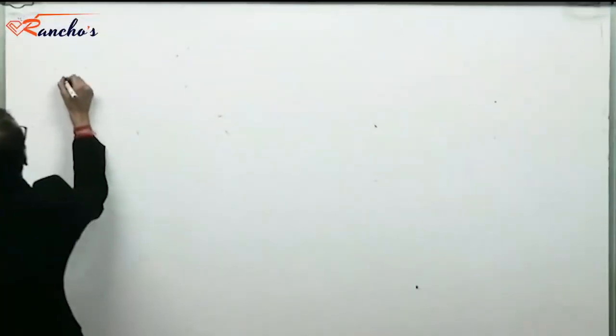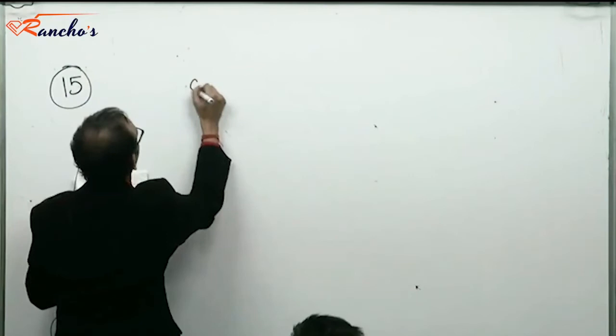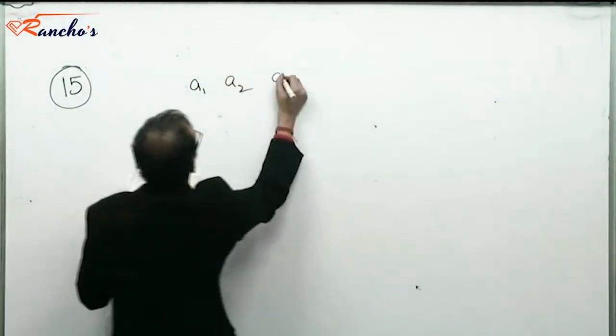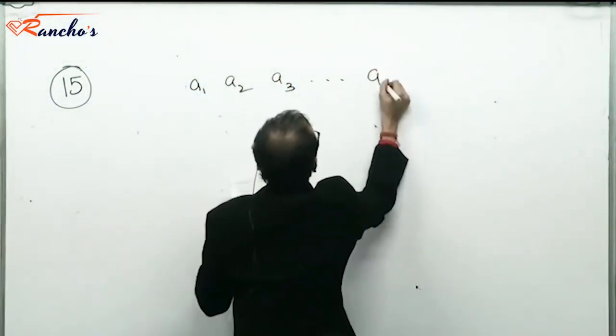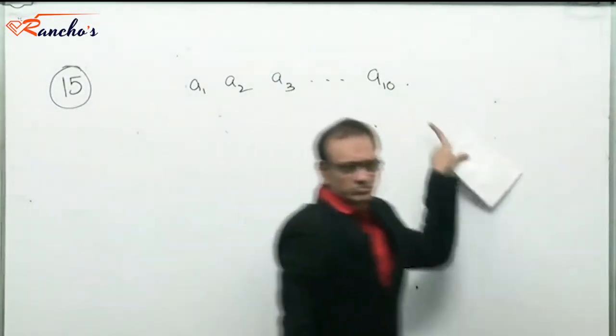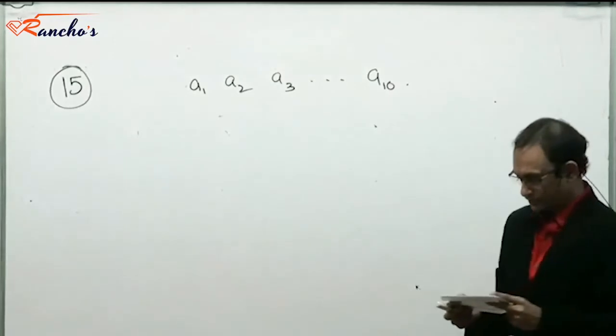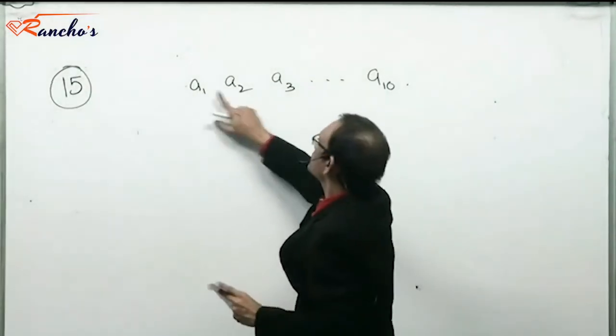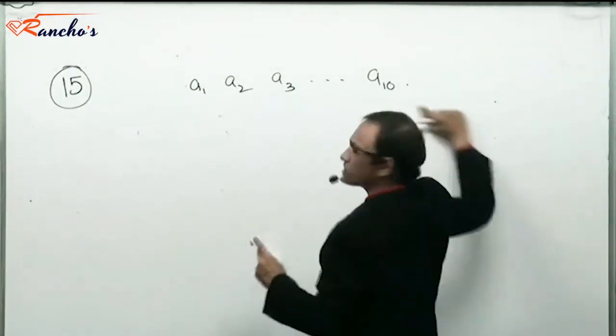15. There are 10 children, A1, A2, A3, up to A10. Alright. These are their designated locations, the seats on which the 10 children are seated.